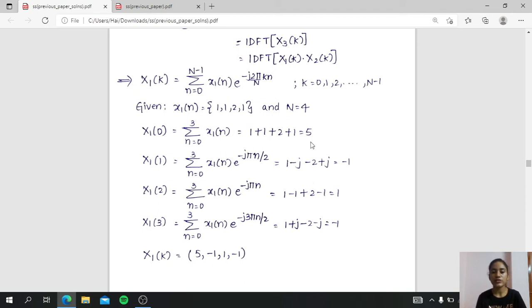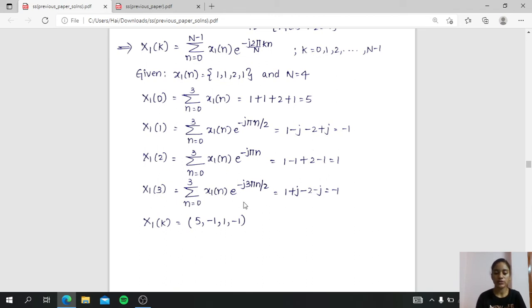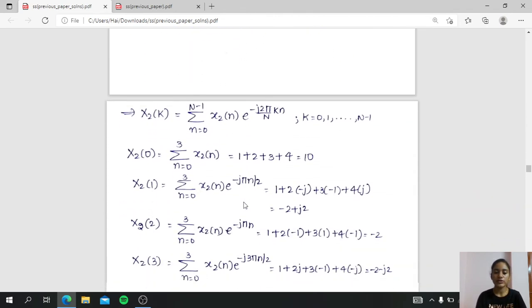So on solving this, you'll get 5. Similarly for x1 of n, 2 and 1, 2 and 3, you'll get these values. So here you obtain your x1 of k sequence. The next is to obtain x2 of k.